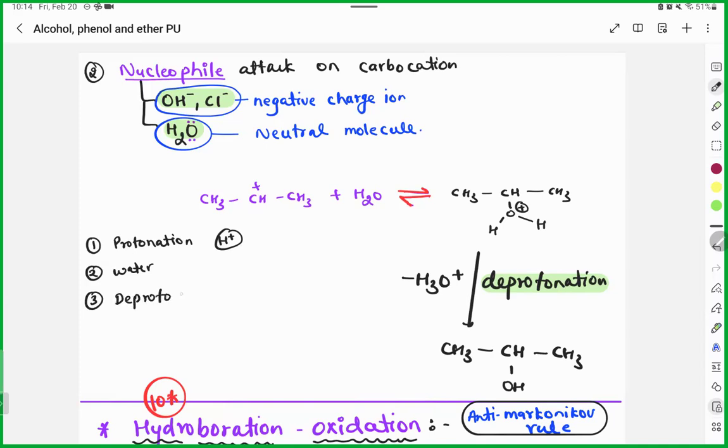Why? Because proton is acting like catalyst, so it will not be involved in the reaction. It will be utilized and then it will come out. Ultimately, no use. Only acts as catalyst. So these are the steps in case of hydration of alkene. First, protonation. Second, nucleophile attack, and third, deprotonation. And this is very popular mechanism for your exam.